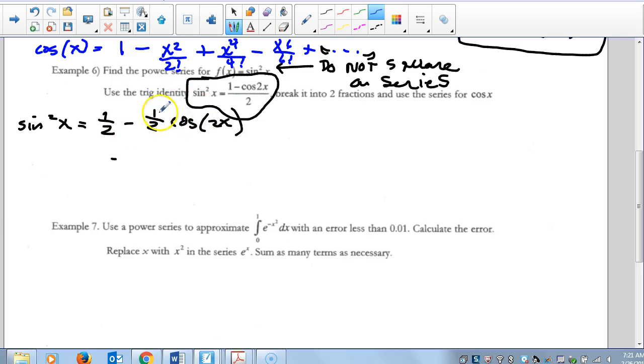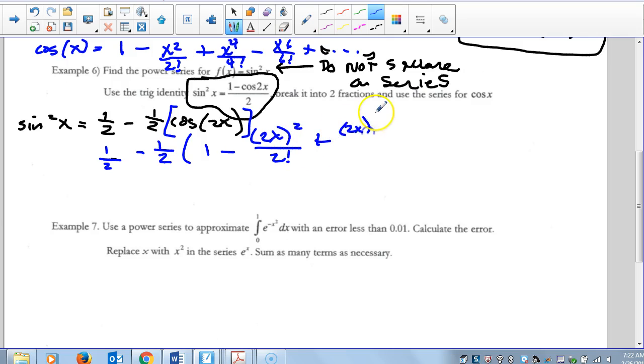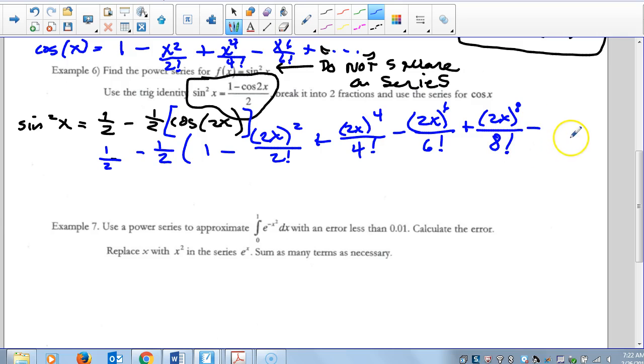Okay, so if I do this, I'm going to have 1/2 from this guy minus 1/2 times 1 minus (2x) squared over 2 factorial plus (2x) to the 4th over 4 factorial minus (2x) to the 6th over 6 factorial plus (2x) to the 8th over 8 factorial minus blah blah blah.